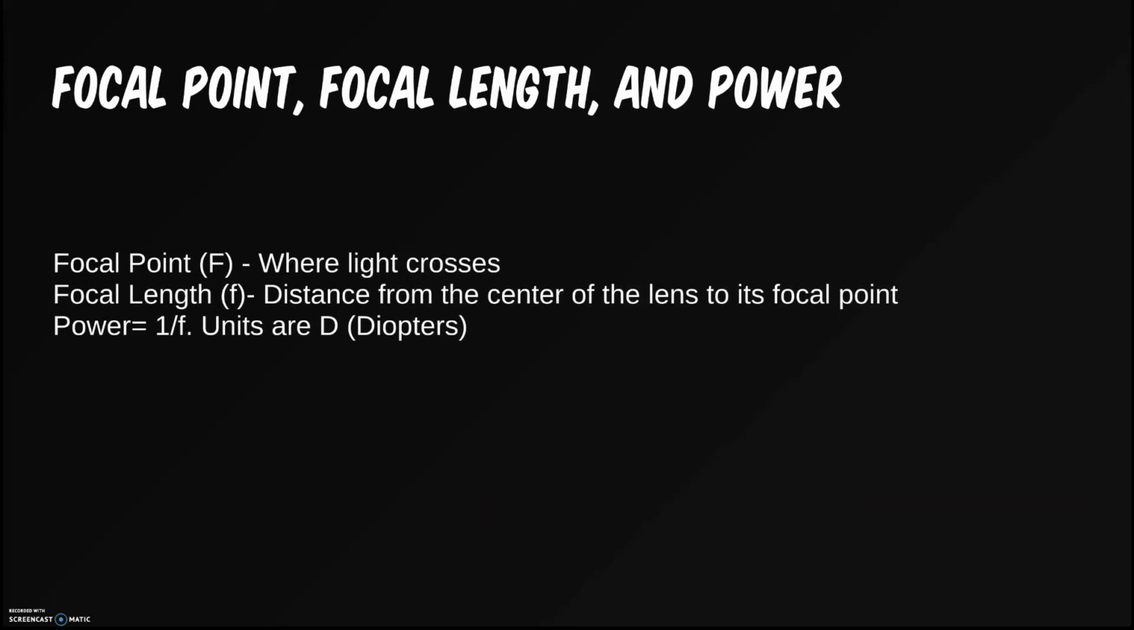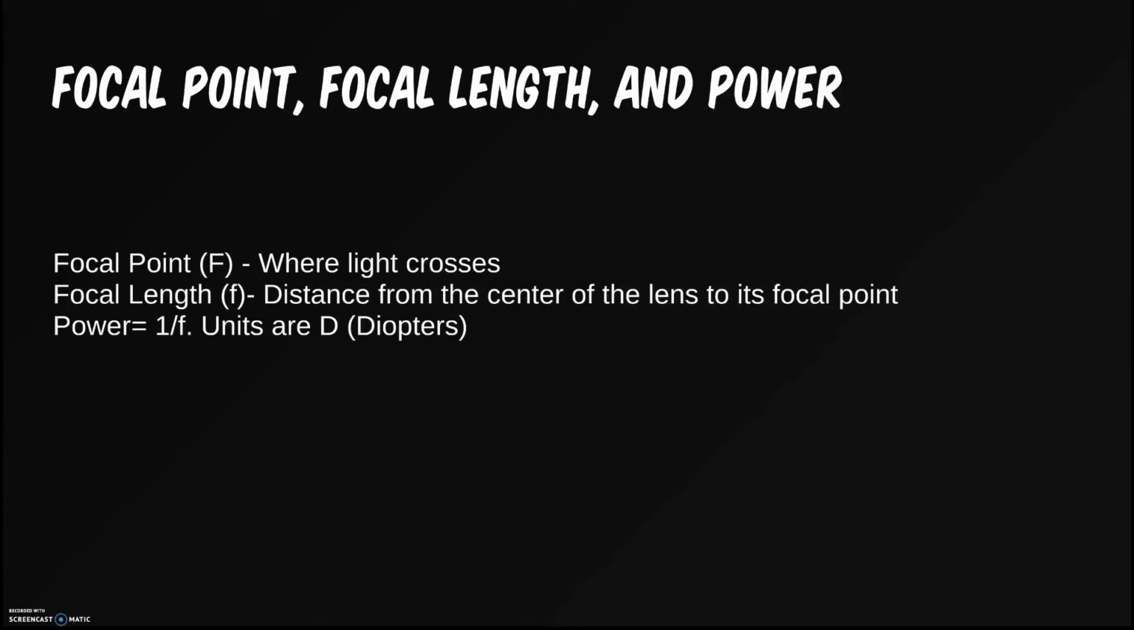The first definition is the focal point, which is characterized by the capital letter F, and that's simply where light beams cross each other. The second, but lowercase f, is called the focal length, which is the distance from the center of the lens to its focal point. And that can be either on the left or the right side of the lens, depending on where the light is coming from.